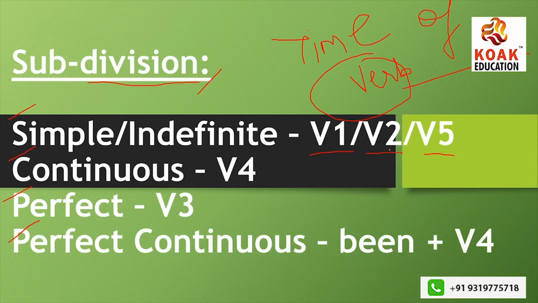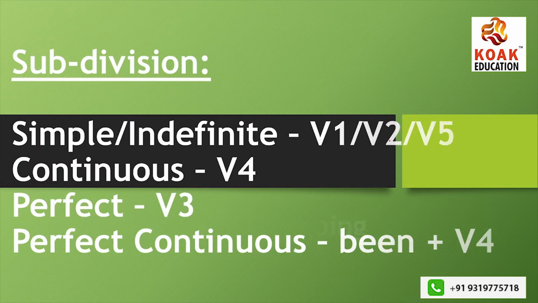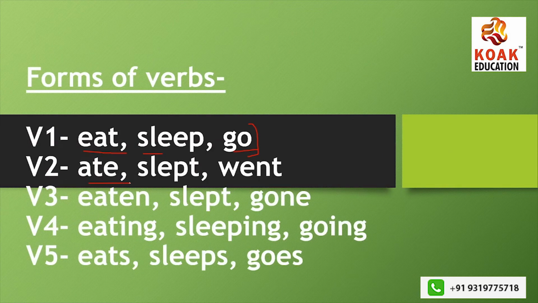But for past simple verbs, second form will be used, which is I ate, slept, went. This is for past. V2 is past simple tense. V2 is past simple. That's past simple for us. Okay? This is past simple for us.